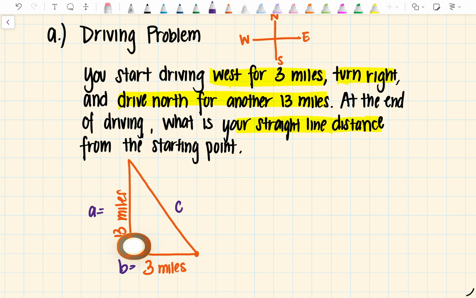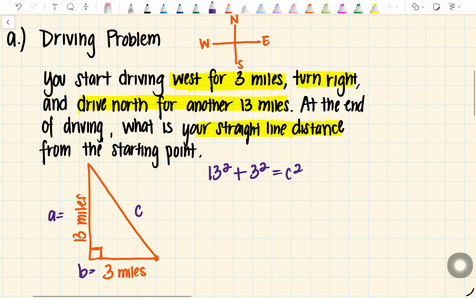I've mentioned before these are interchangeable, so I could have made this b and this a and still the same thing. So this is going to become 13 squared plus 3 squared equals c squared. Now, 13 squared is 169. 3 squared is 9. And we have c squared left. If we combine those two, we get 178.